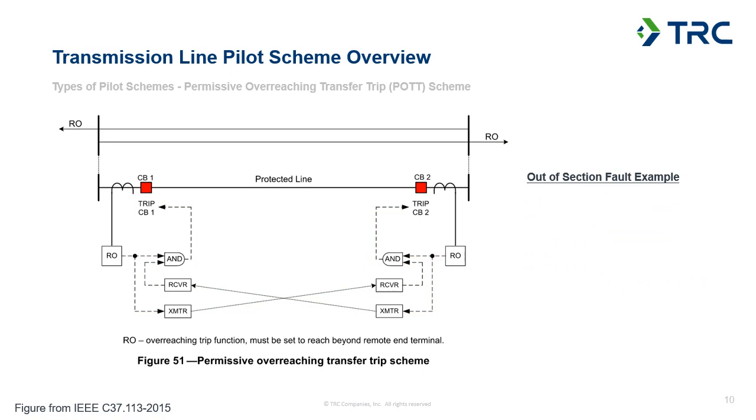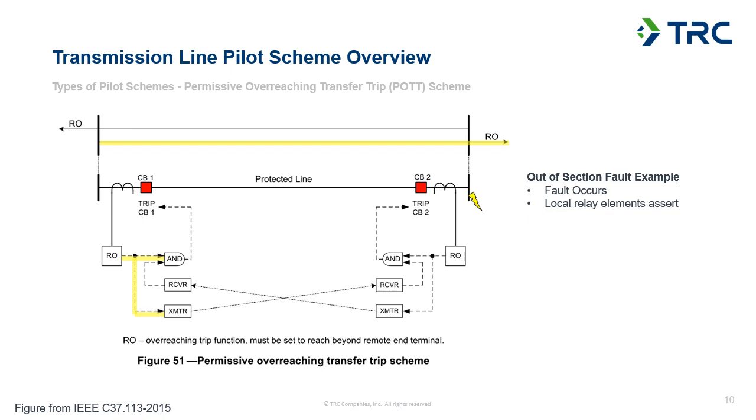So if we do the same thing for an out-of-section fault example, we want to make sure that we're not tripping for an out-of-section fault case. So if we say that we've got a fault at the bus of terminal 2 here with circuit breaker 2, we can see that only one of the terminals sees that fault within its protected zone. It's out of the operate region for the station 2 relay, which is not going to see that fault as within that forward overreaching zone.